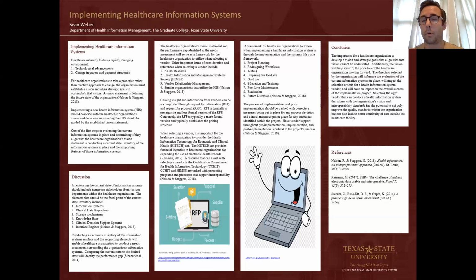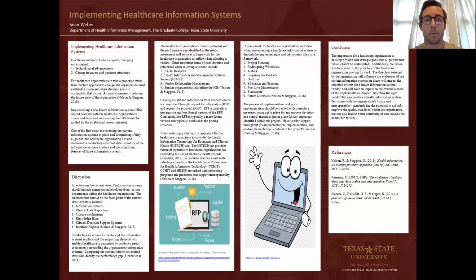When selecting a vendor, it's also important to consider items such as the HITECH Act and also HL7 and messaging standards. You can go through the Certification Commission for Health Information Technology, or HIMSS. Those two together are both tasked with promoting the processes and programs that support interoperability. When actually selecting a vendor and starting to implement, there's an implementation life cycle framework: project planning, redesigning workflows, testing, preparing for go live, education and training, post go live evaluation, and then future directions of the health information system.